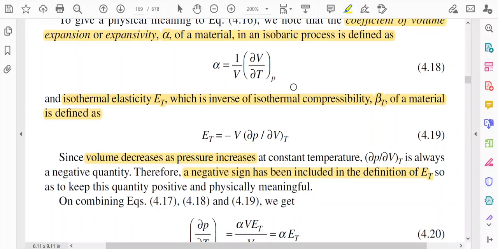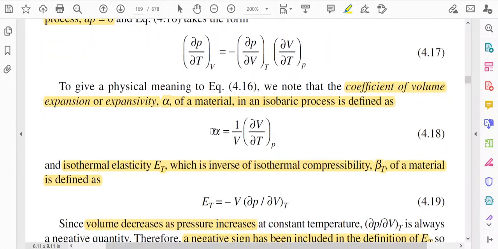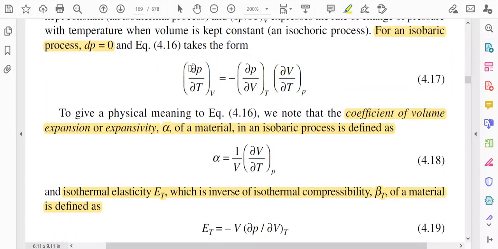Now using equations 4.18 and 4.19, that is, by these two quantities alpha and ET, we can write the expression of del P by del T at constant V by incorporating ET and alpha. So how can we write? We just put the values of alpha and ET in the right hand side.